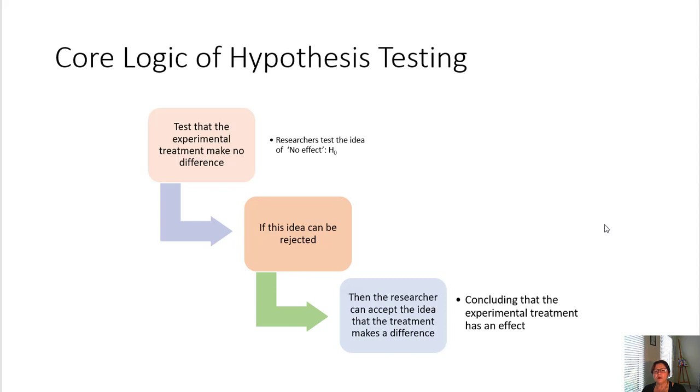The core logic of hypothesis testing is that researchers test the idea of no effect. We call it H naught, and it is the null hypothesis. So we test that the experimental treatment makes no difference. If this idea can be rejected, then the researcher can accept the idea that the treatment makes a difference. All right, so we will conclude that the experimental treatment has an effect.